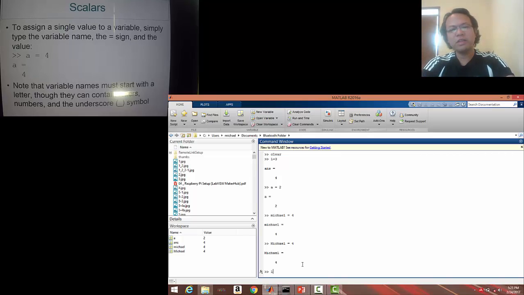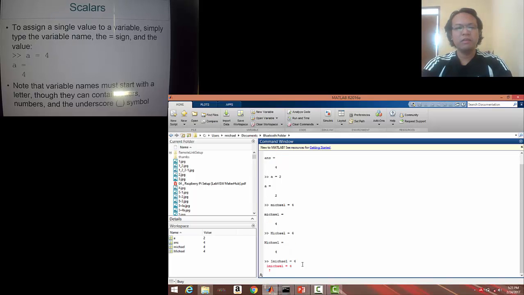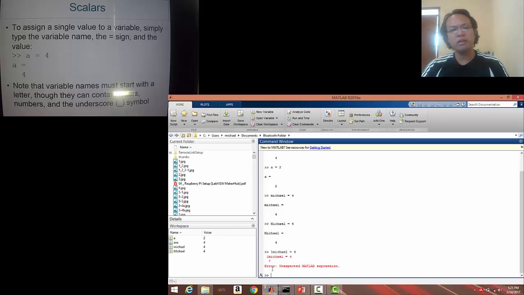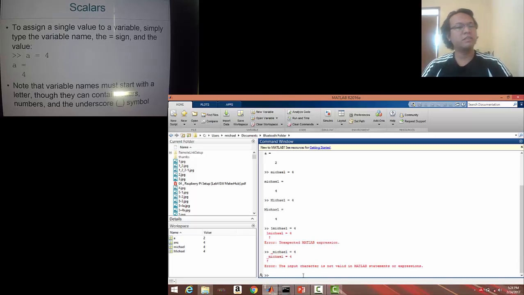Now, if I start with a number, say 1Michael is equal to 3. You see this one, there is an error. Error, unexpected MATLAB expression. Why? Because we started with a number. Or if you start with an underscore here, for example, _Michael equal to 4, still it's not possible because we started with a character other than a letter. So the input character is not valid in MATLAB statements or expressions. That is not possible. Okay, MATLAB will get angry if you do that.